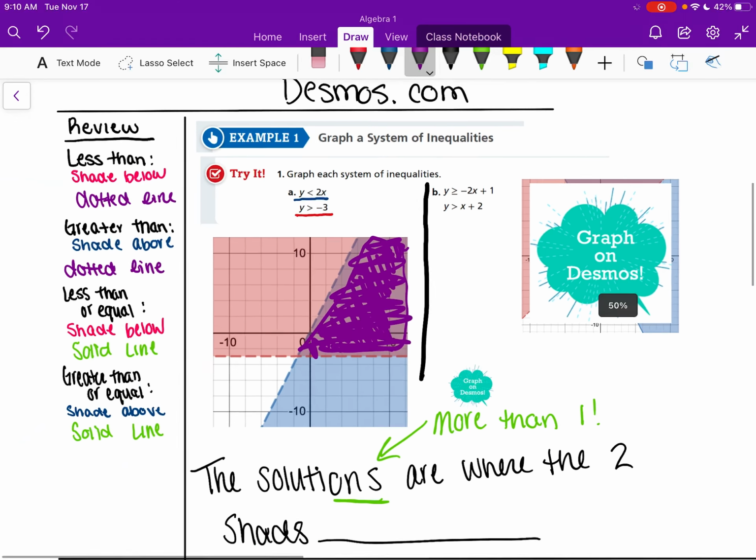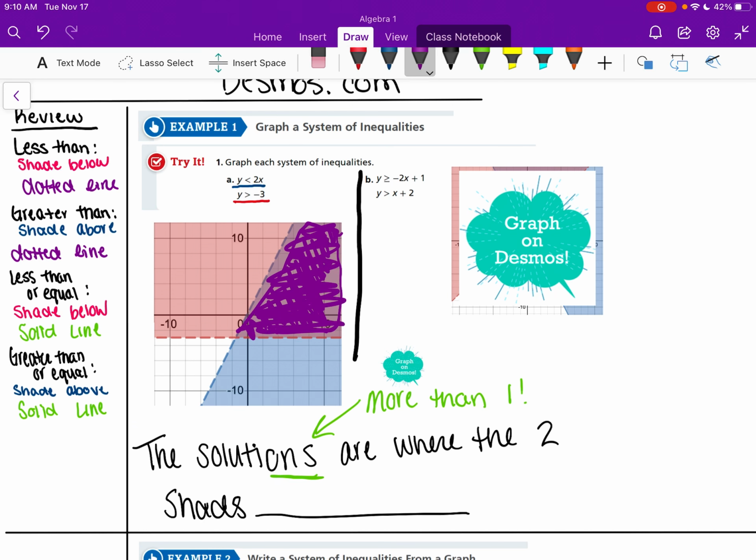Take note, the solutions, and yes, solutions, more than one, the solutions are where the two shades overlap. So any point in this set of all of these shades would be a solution.